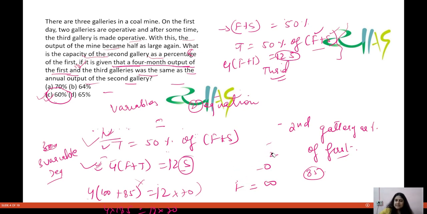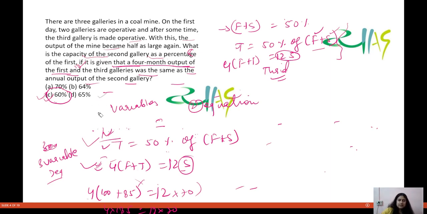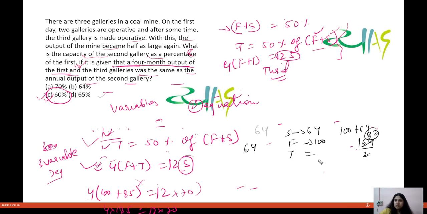The next is the trial and error method. Let us take 64. So if the output of the second gallery is 64, first gallery is 100. So third gallery is how much? 164 divided by 2, which is equal to 82. Now you can put here 4 into 100 plus 82 will be what?